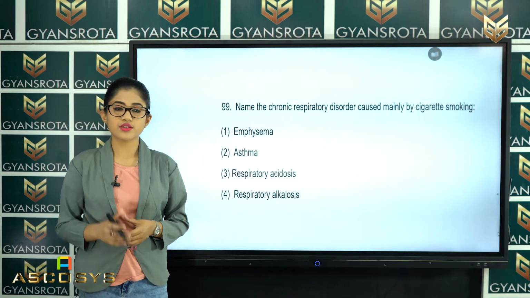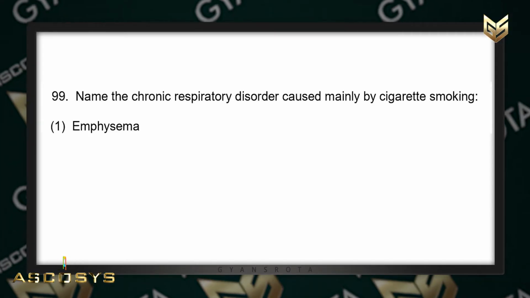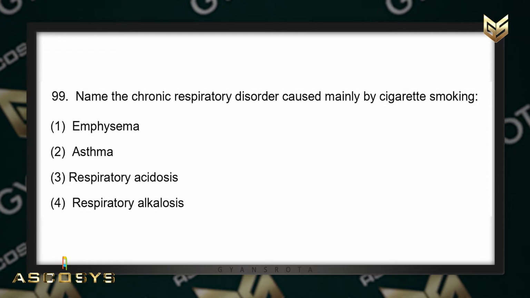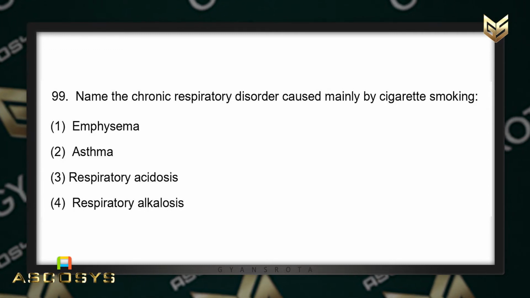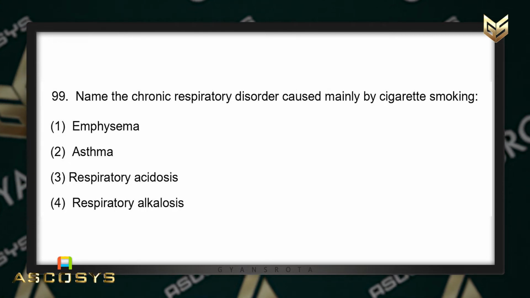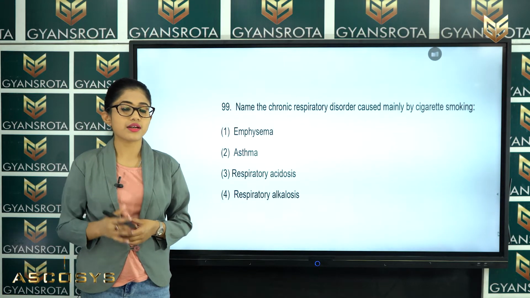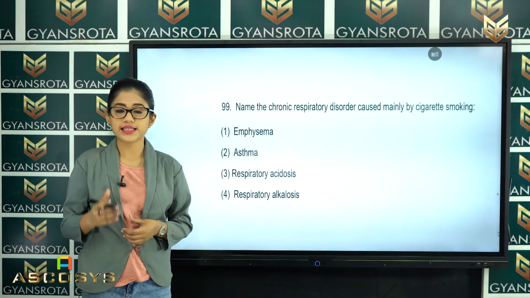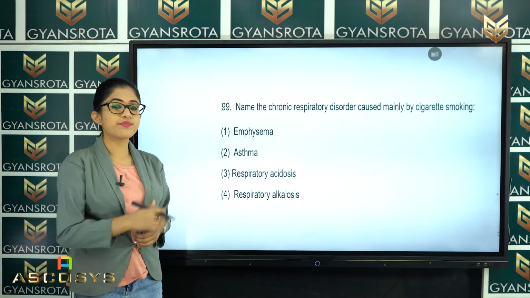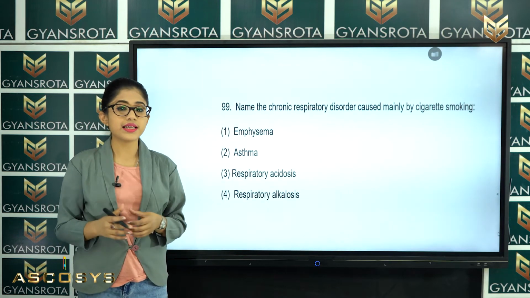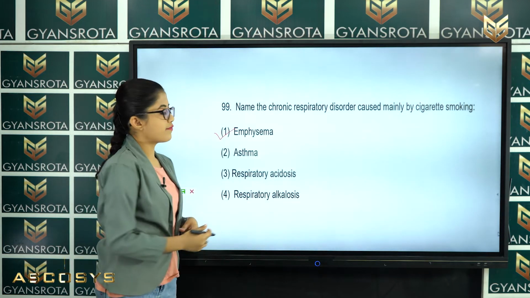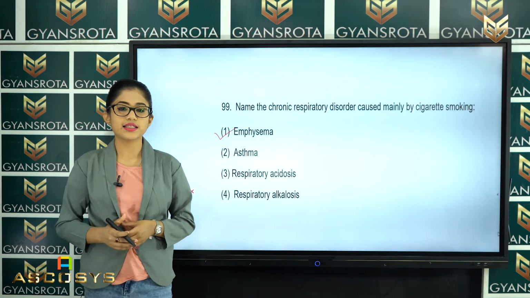Now, the next question is question number 99. Name the chronic respiratory disorder caused mainly by cigarette smoking. Emphysema, asthma, respiratory acidosis or respiratory alkalosis. So, these are the disorder names that we have discussed in the chapter breathing and exchange of gases. So, what is the correct answer of this? Which among these disorders is caused mainly by cigarette smoking? That is option number 1, emphysema. So, that is the correct answer of this question.